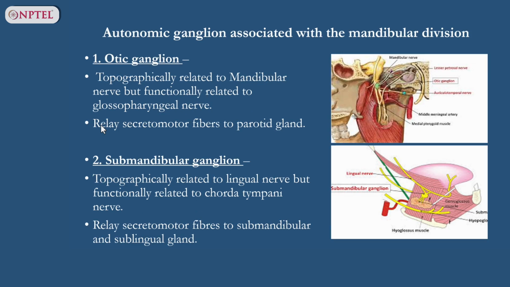The autonomic ganglia associated with mandibular division are two in number. Number 1, otic ganglion. Number 2, submandibular ganglion. The otic ganglion is topographically related to mandibular nerve, but it is functionally related to glossopharyngeal nerve, and it relays secretomotor fibers to the parotid gland. The submandibular ganglion is topographically related to lingual nerve, but functionally related to chorda tympani nerve, and it also relays secretomotor fibers to the submandibular and sublingual salivary glands.